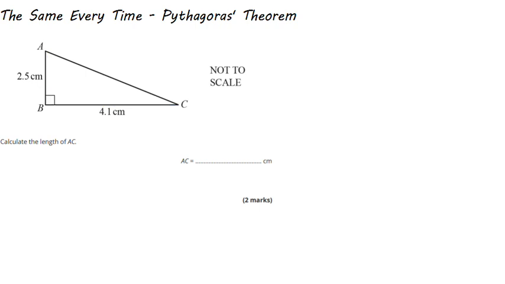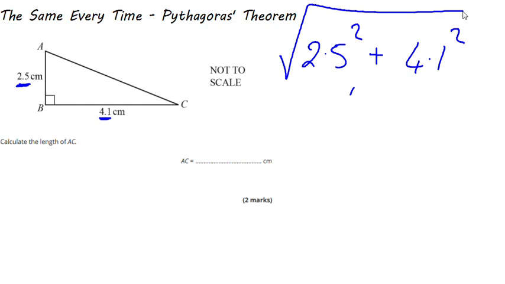So in this one we are finding the longest side, the side from A to C. It's the side opposite the right angle. It's the longest side. So if we're finding the longest side, all we need to do is square, add, square root. Now when I say square, we take that side, 2.5, we square. We take this side, 4.1, we square. We add, we square root. That's it. Now it's a calculator job. So square, add, square root.